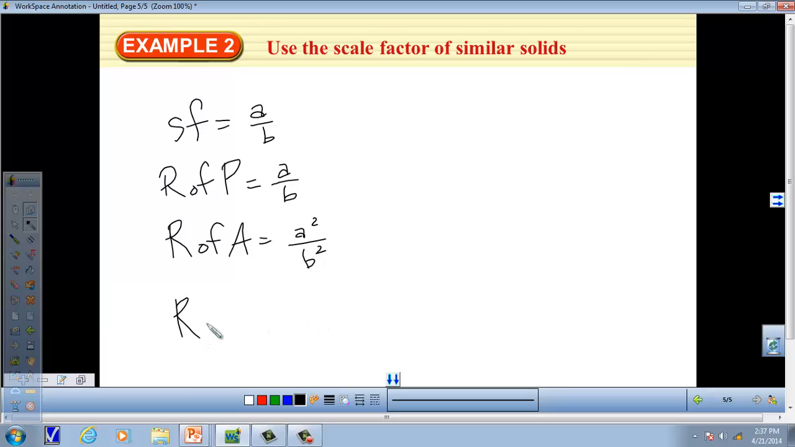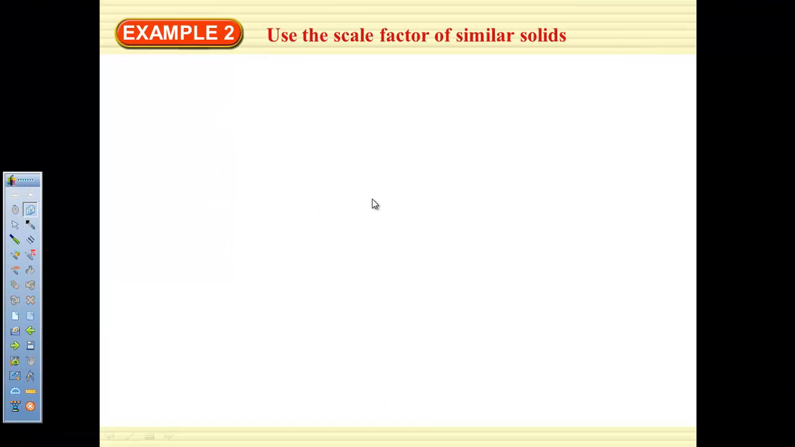Finally, what we're using today is the ratio of volumes. If you take this idea of area would be area A squared over B squared, then for volumes it should be A cubed over B cubed.